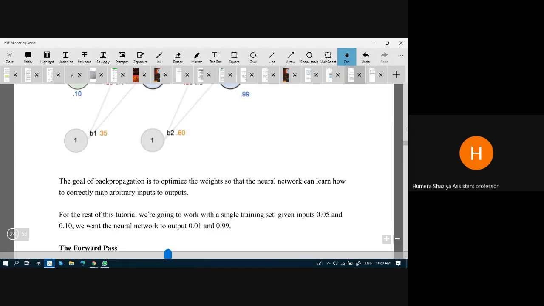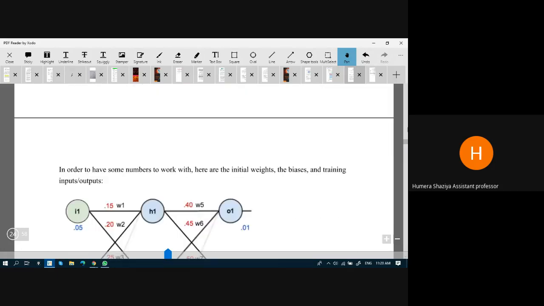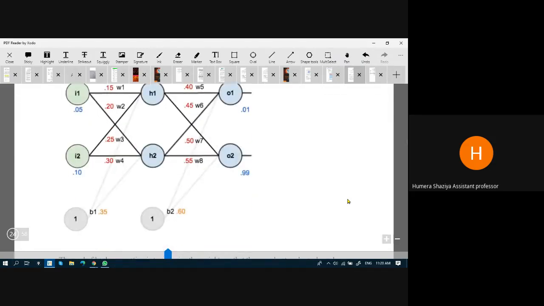All right. Look at here. This is our neural network, and these are the weight values. These two are bias. These are weight values. This is the input, and these are the outputs. Two outputs.